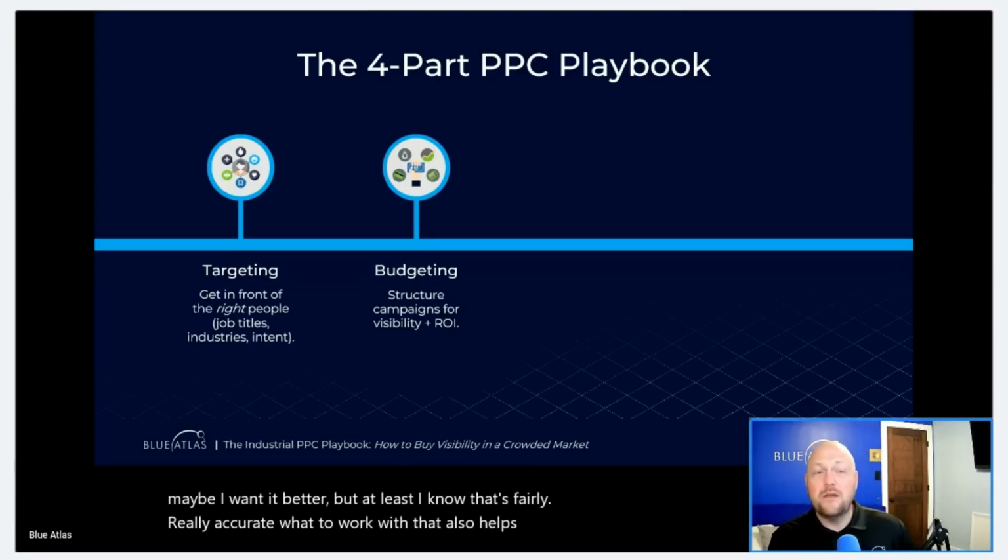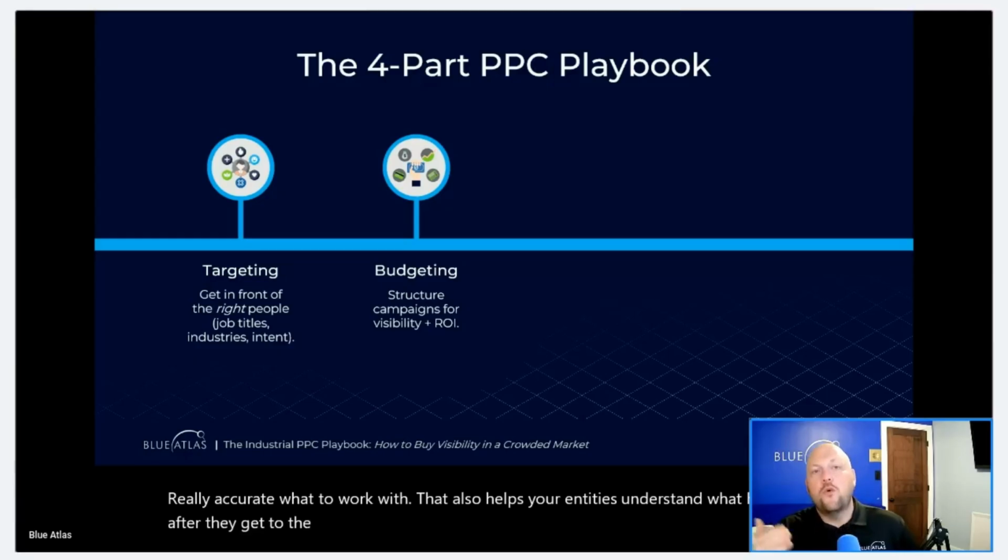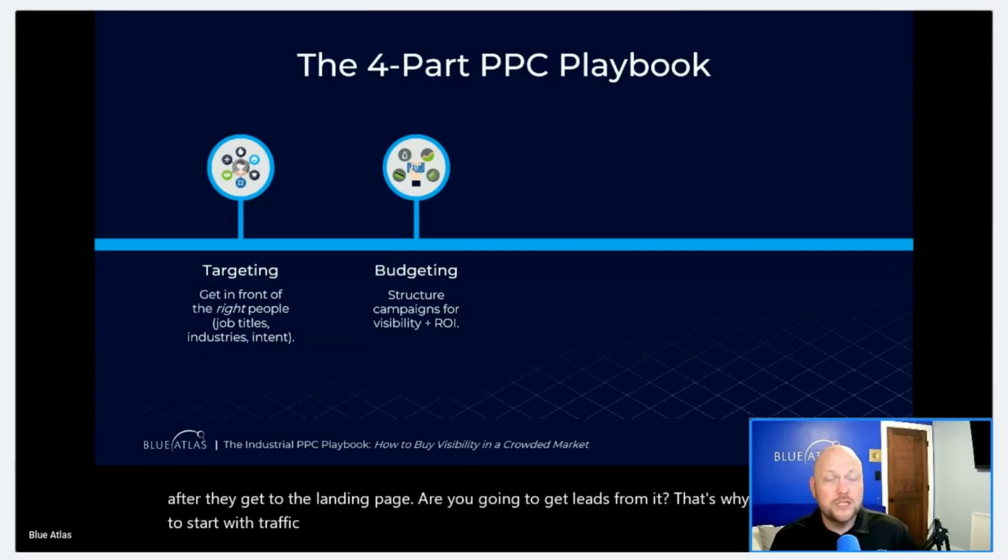That also helps your entities understand what happens after they get to the landing page. Are you going to get leads from it? That's why you need to start with traffic. Traffic's cheaper, so your budget will go further, and you're building data.